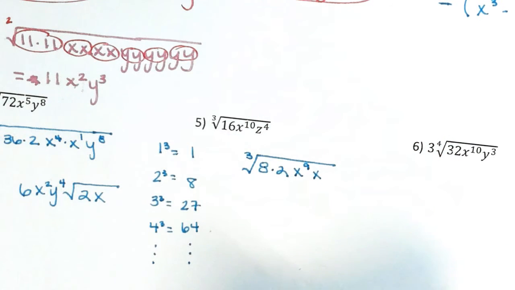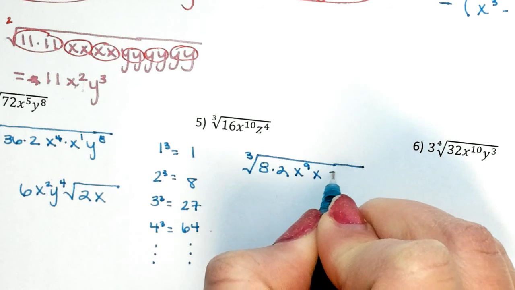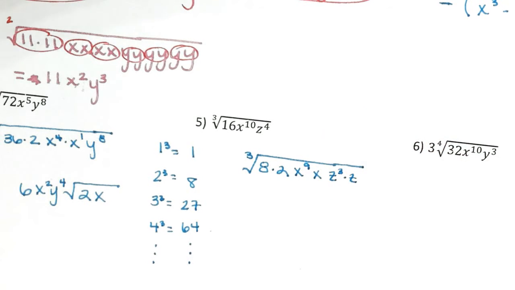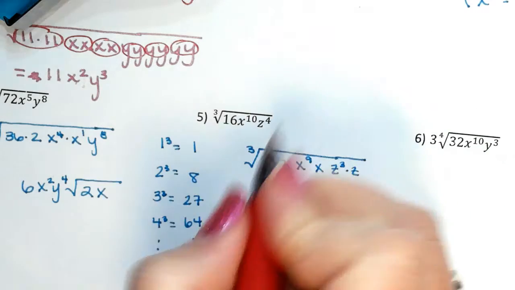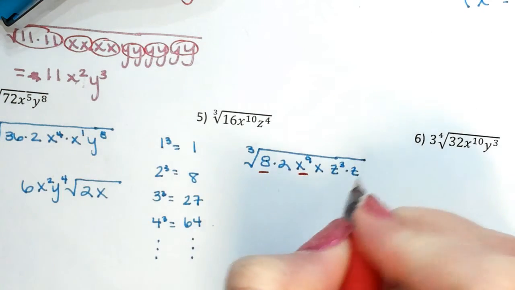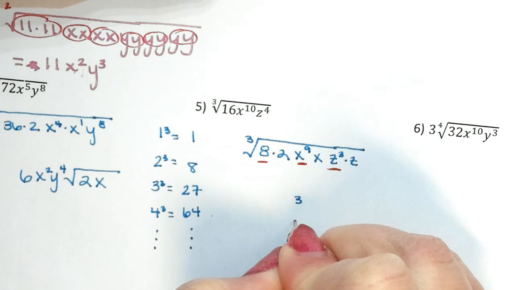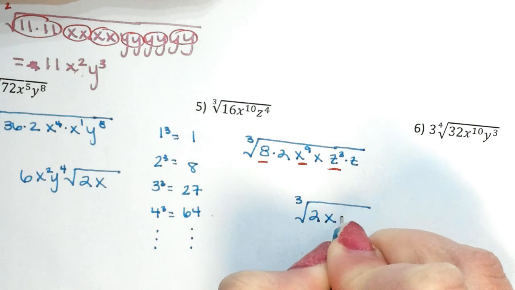Is 4 divisible by 3? No. So we have to write it as what? Z to the 3rd times z. Okay, now you can even underline or do something to this. I can take the cubic root of this, and this, and this. The rest of it's going to stay inside. So I'm going to have a 2 left on the inside, an x on the inside, and a z on the inside.